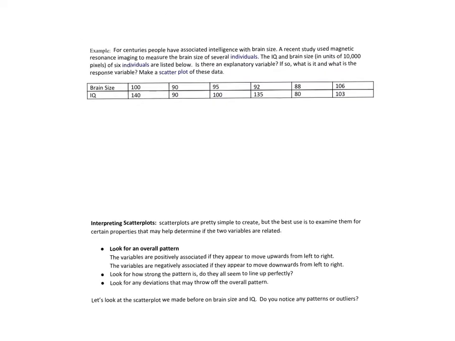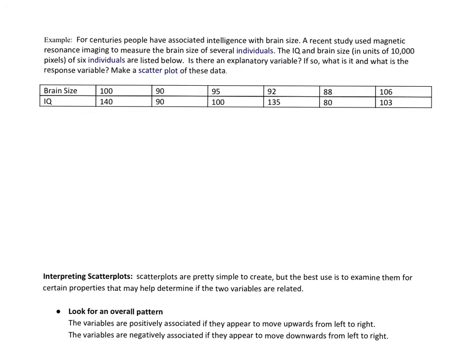So we're going to take a look at an example. For centuries, people have associated intelligence with brain size. A recent study used magnetic resonance imaging, so an MRI, to measure the brain size of several individuals. The IQ and brain size in units of 10,000 pixels of 6 individuals are listed below. Is there an explanatory variable? If so, what is it? And what is the response variable? Make a scatter plot of these data.